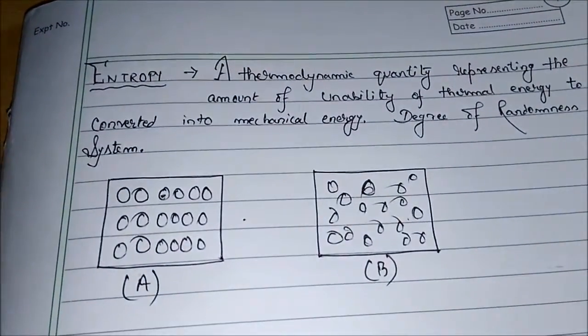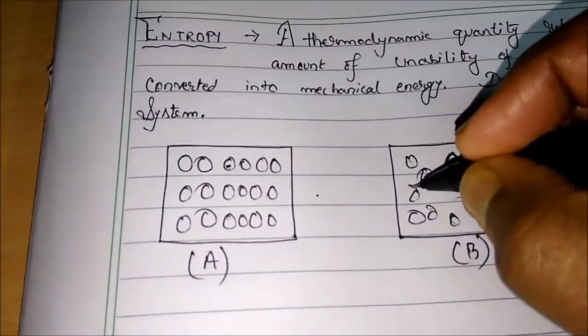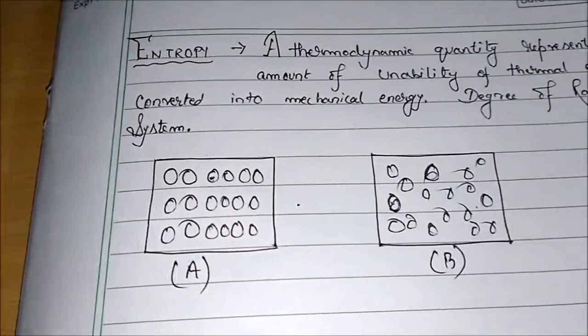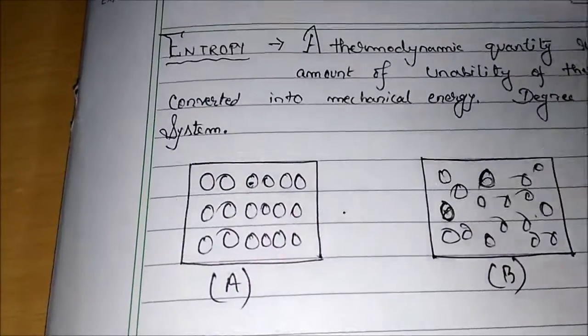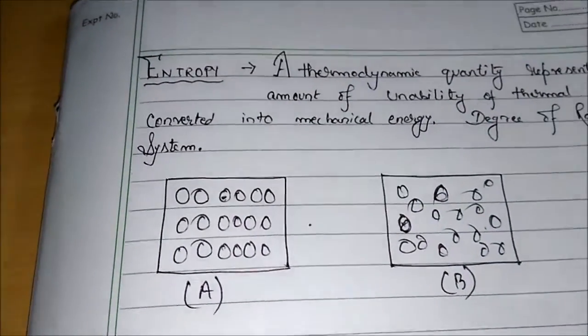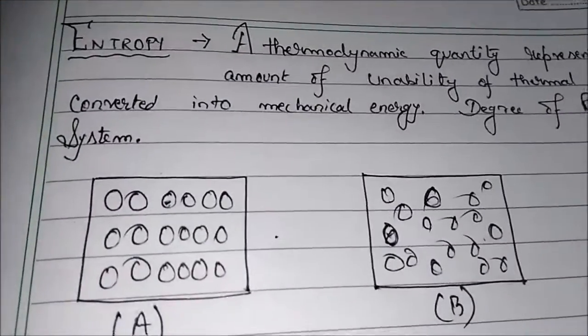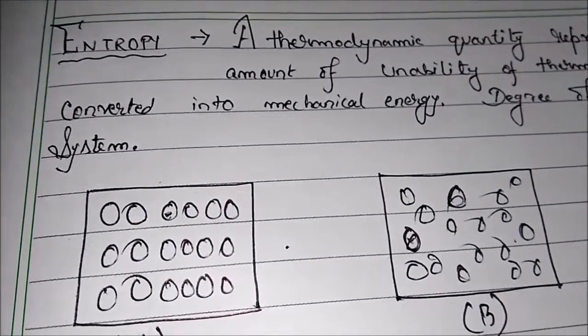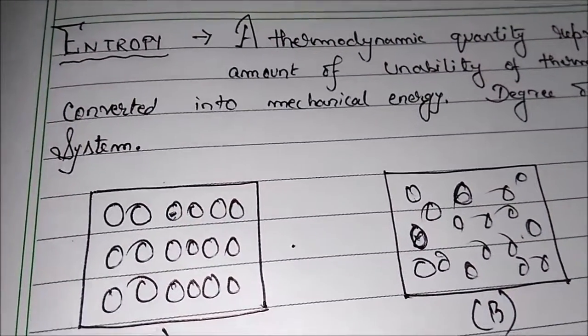But let's move to diagram B, where it is not perfectly round. If I want to find the location of this molecule after a time t, it will really be hard for me to find out where it is because of randomness.